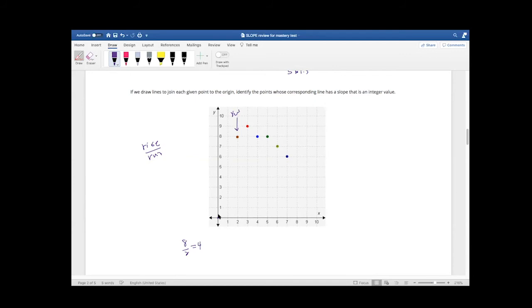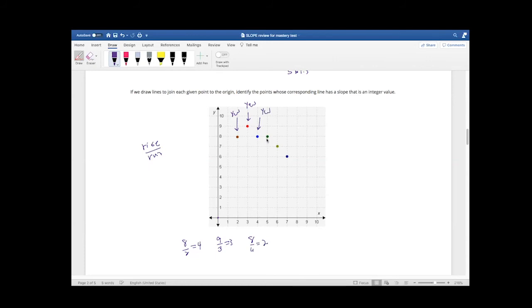The red one here, I would have to go rise of 9, run 3. 9 over 3 comes out to exactly 3. So yes, this slope gives me an integer value. So it comes out to exactly that number, 3. The blue, I would go rise of 8, run of 4. 8 over 4, and that comes out to exactly 2. So this one is a yes.